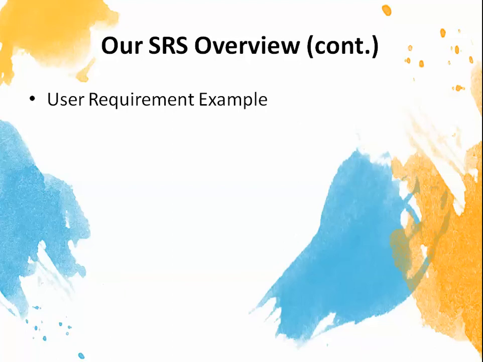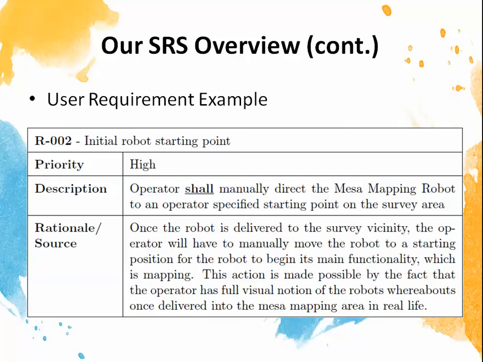So let me show you an example of what one of the user requirements looks like. Here you can see that we gave each user requirement a unique number, and each user requirement has a priority, a description and a rationale. We also chose to underline keywords, where you can see here that the word "shall" is underlined, so that it puts more emphasis on that part.